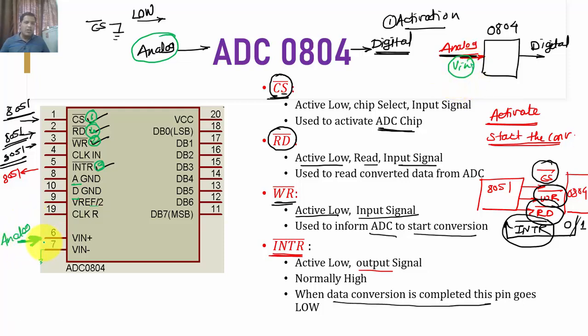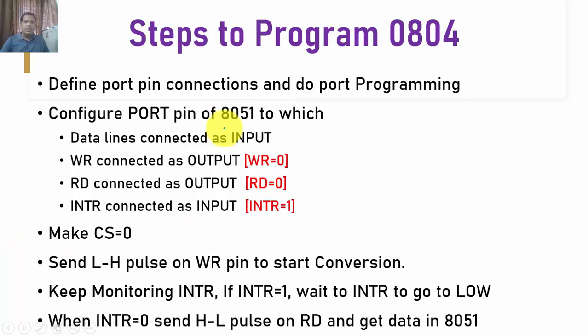So give the analog quantity as an input, enable the chip, send the start of conversion, wait for INTR bar. Once the INTR bar is finished, send the RD bar. And the digitally converted data is present on DB0 to DB7. These pins carry the digital bits, the digitally converted data. So these are the general steps.